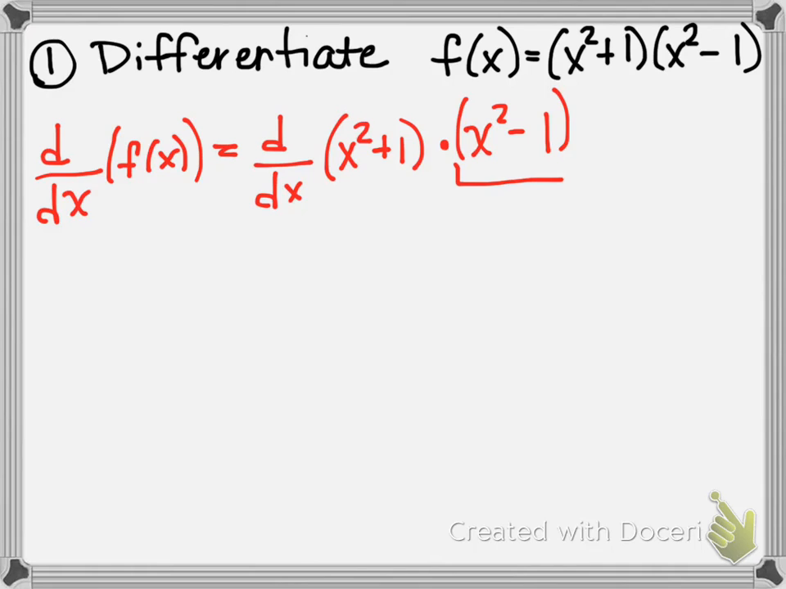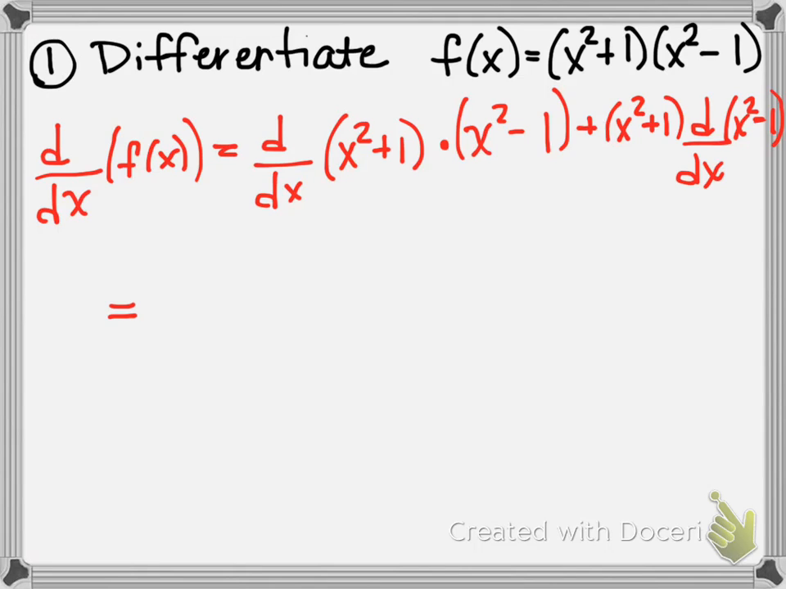Okay, x squared minus 1 gets left alone. What we take the derivative of is x squared plus 1. Now that's not the whole product rule. Of course, we now have to add x squared plus 1 times the derivative of x squared minus 1. I'm sort of running out of room here. Okay. So now that we know what we need to do, now we need to just do it.